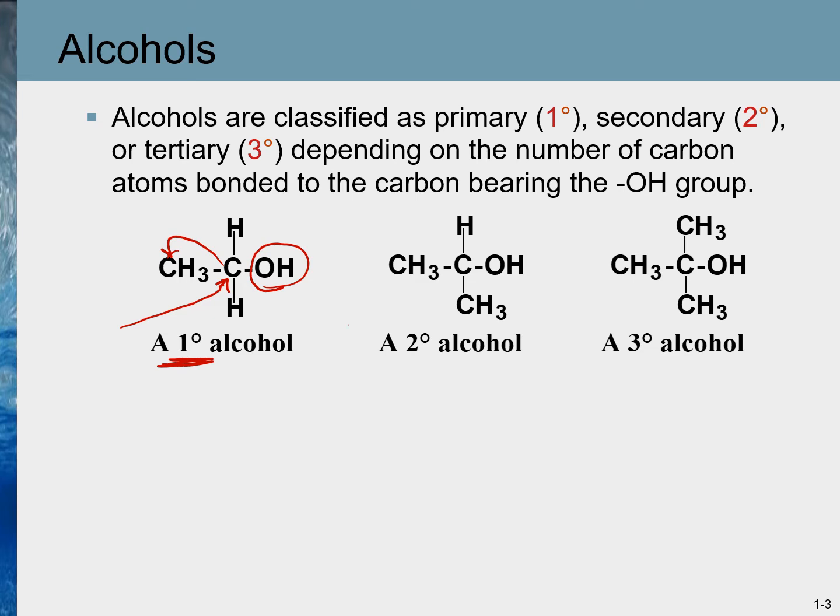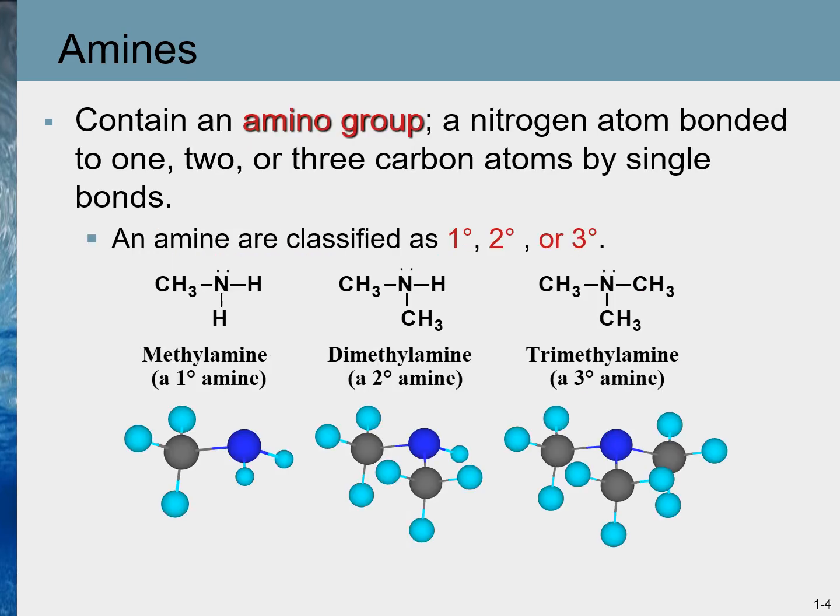So in the second example, this carbon which bears the OH is bonded to two more carbons. So in other words, it contains two more carbon-carbon bonds. So hence it is a secondary alcohol. And finally, by now you have already guessed it, this carbon which bears the OH functional group contains three more carbon-carbon bonds. Therefore, it's a tertiary alcohol.